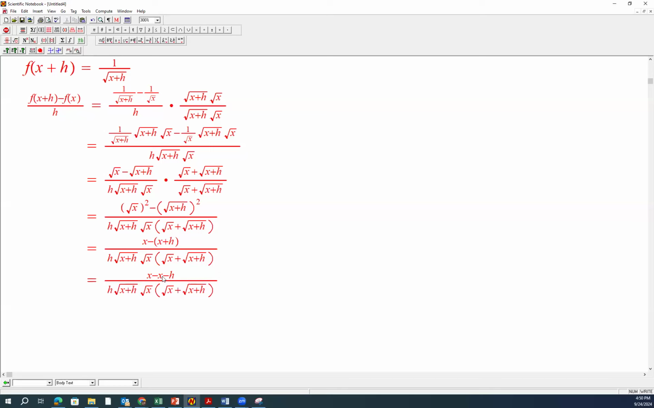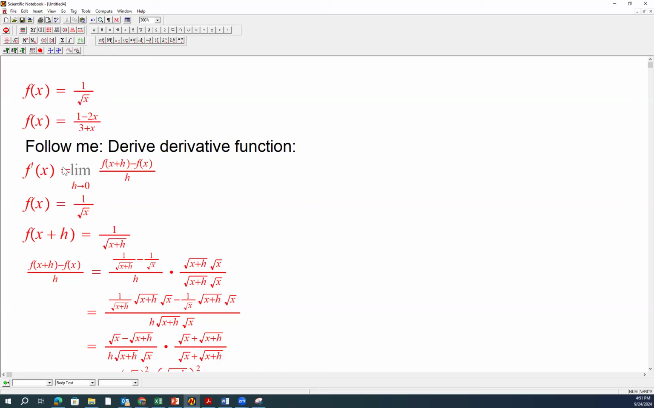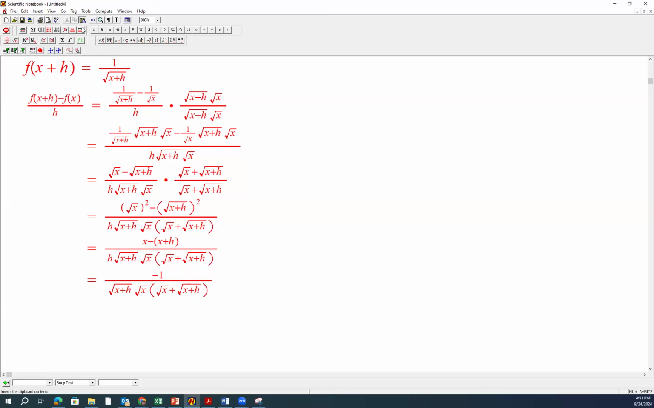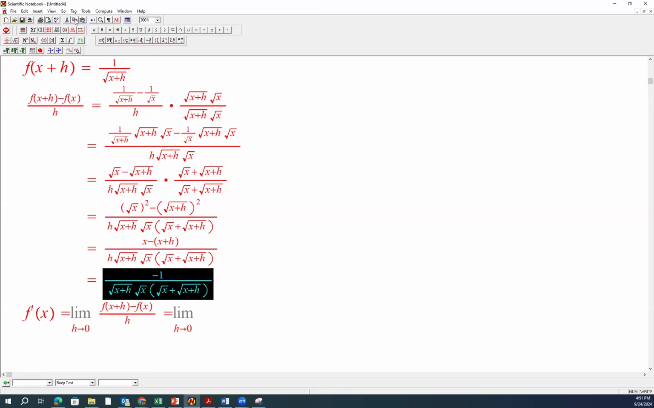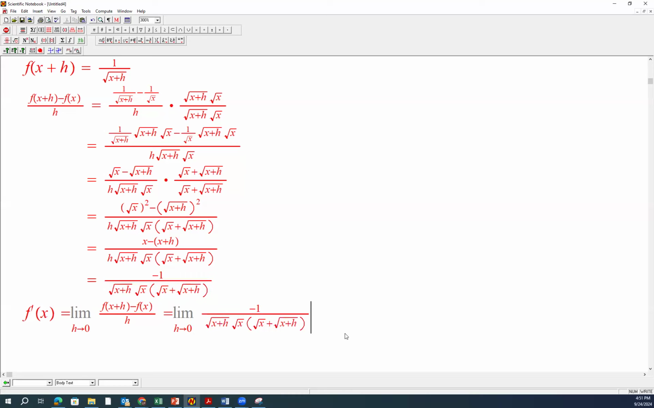So by this time, we just have negative h on the top, and h and h reduce. Now we can do the limit. Take the limit as h approaches 0. That's going to be the limit of the whole reduced part. Direct substitution: everywhere h will be replaced by 0.